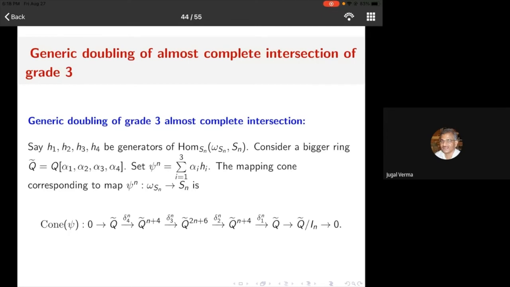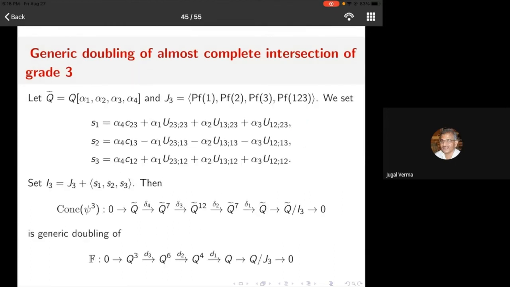So let's see an example. For the n equals 3 case, that means we consider the almost complete intersection with the resolution 1, 4, 6, 3. In that case, we know that the Hom is always generated by 4 minimal generators, and we attach 4 variables there. And J3 is an almost complete ideal with 4 generators. It is of this form. And the generator of the Hom is given by a 3 by 4 matrix. And we take the generic combination, then we can get S1, S2, S3, and we have the ideal I3 there.